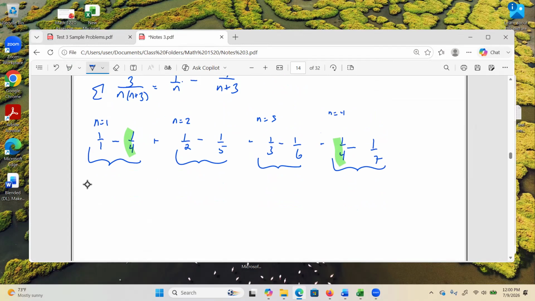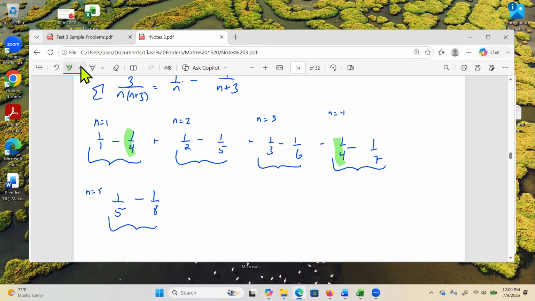So that was n equals 4, n equals 5. We have 1 over 5 minus 1 over 5 plus 3, which is 8. So we have this, and again, we can go ahead and cancel these guys out. So we have a 1 over 5 sitting over here. We grab this guy, and we have a negative 1 over 5 over there. Okay, and we'll just keep working with this.